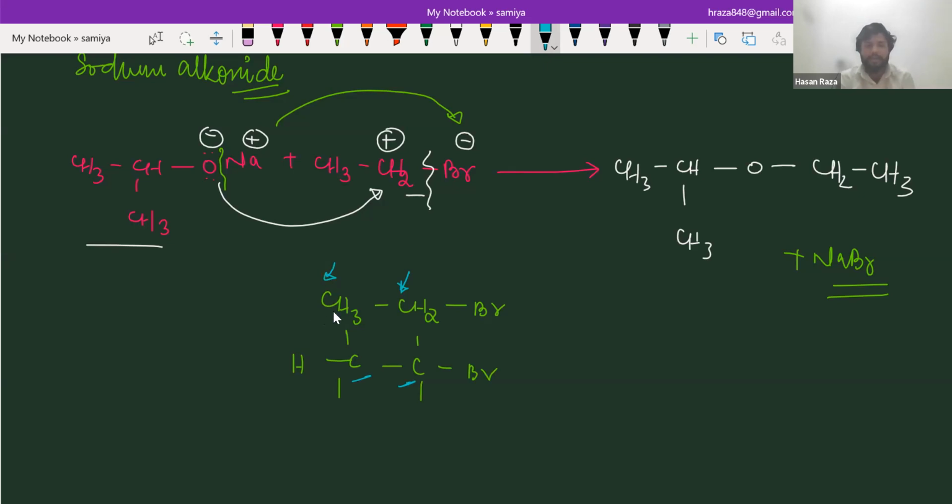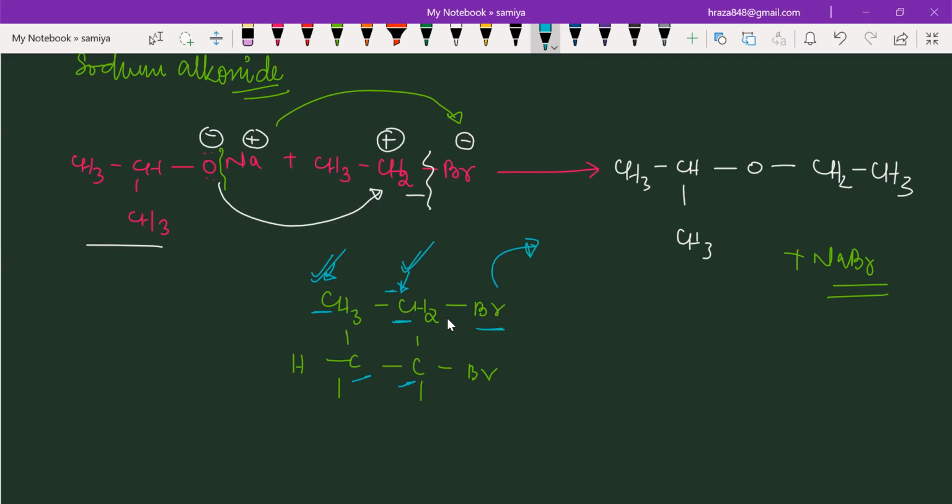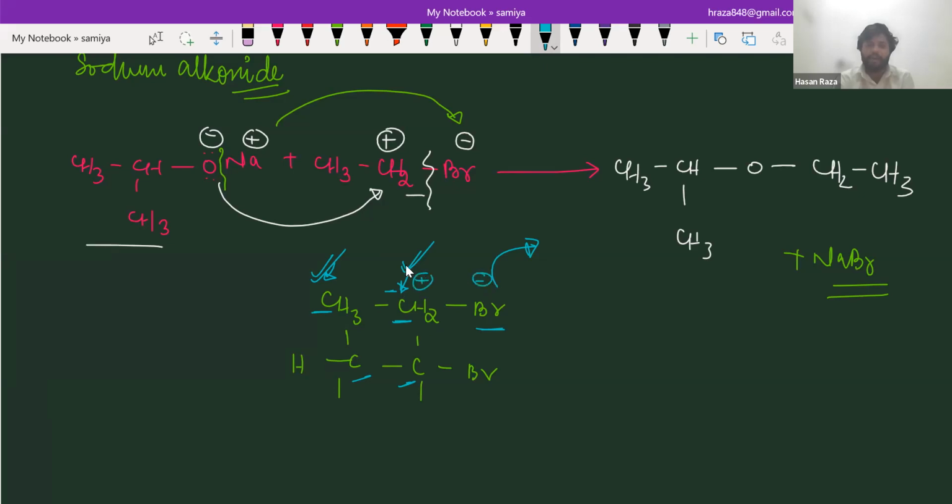Zero, neutral, because they are the same carbon, the same element with the same hybridization. So whatever the electronegativity of this carbon is, the same electronegativity is on this carbon, which means zero. Now come to this carbon and bromine. Bromine is more electronegative than carbon, yes or no? Yes, sir. So it will attract carbon's electrons, so it will have delta negative, and the carbon will have delta positive.